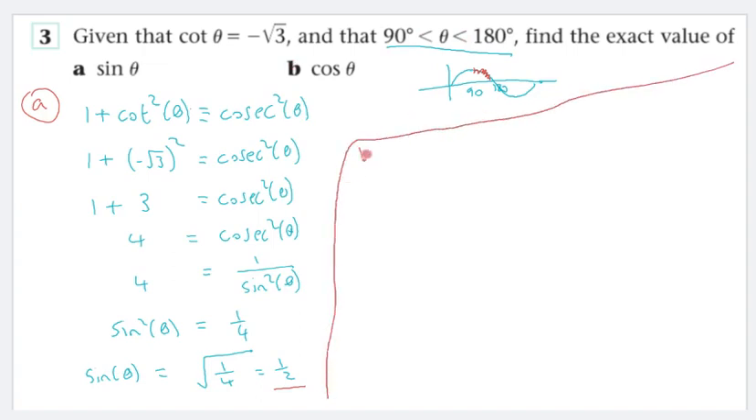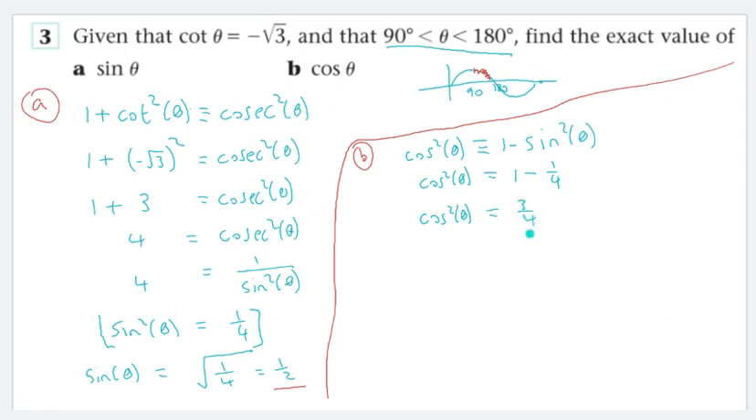So let's go on to part B. Well, we now know that sine theta is equal to a half. So we also know the identity sine squared theta plus cos squared theta is equal to 1, or rearranging it, cos squared theta is identical to 1 minus sine squared theta. And that tells us that cos squared theta is equal to 1 minus sine squared theta, which we already knew was a quarter. So therefore, cos squared theta is equal to 3/4. So therefore, cos theta is equal to the square root of 3/4, which is √3/2.